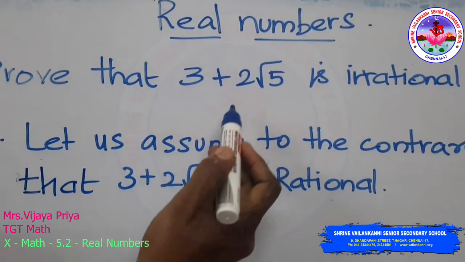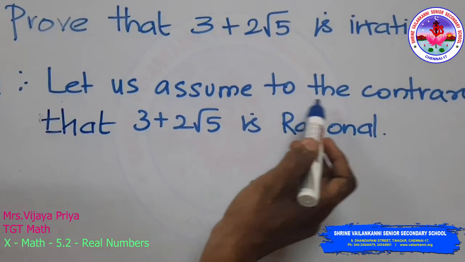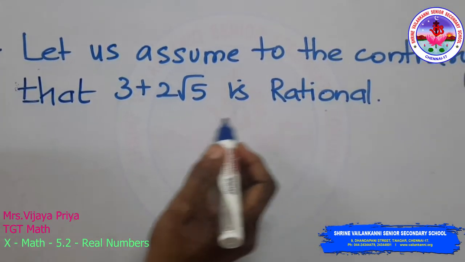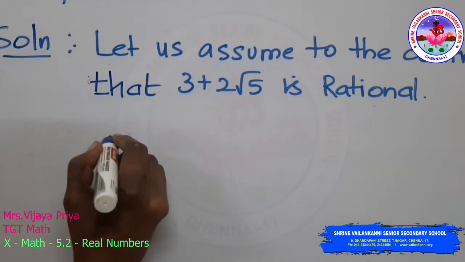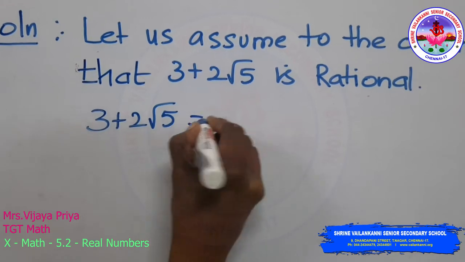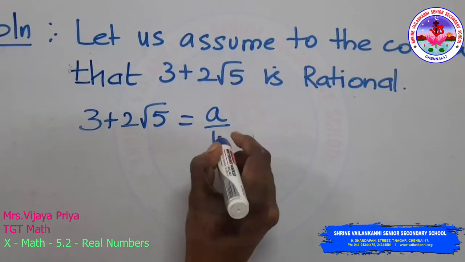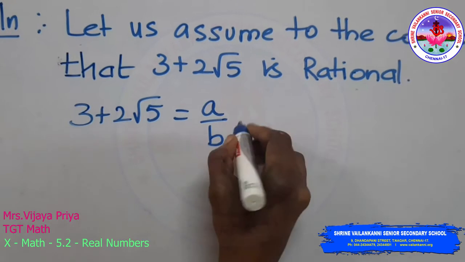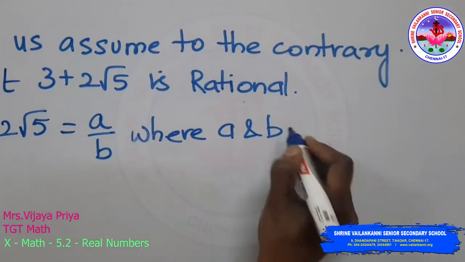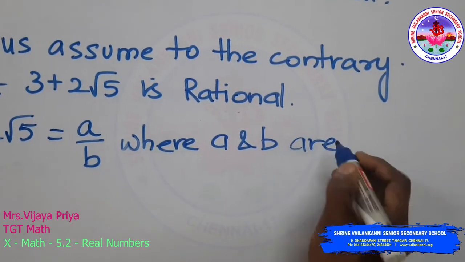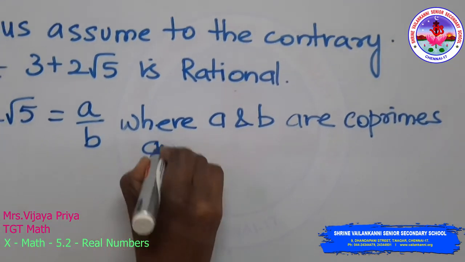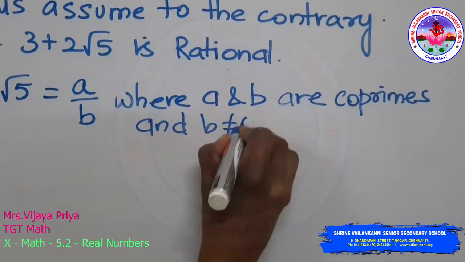Here the same process we are going to use. Let us assume to the contrary that 3 plus 2 root 5 is rational. So 3 plus 2 root 5 can be represented as a by b. Being a rational number, it can be expressed in fractional form, where a and b are co-primes and b is not equal to 0.